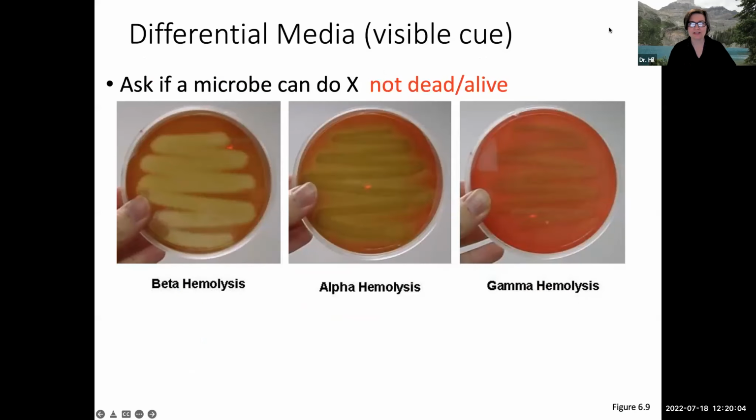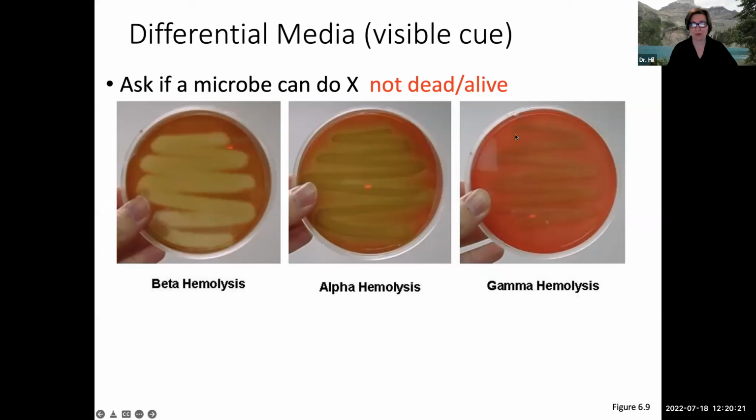All right, this is a final example of a differential medium, just to help us understand that it's not all about yellow versus red, although this appears yellow and red. It's not all about color, but sometimes it's about clearing. So some media are opaque. And this is an example. This is a blood agar plate.